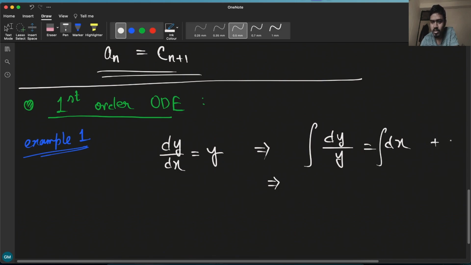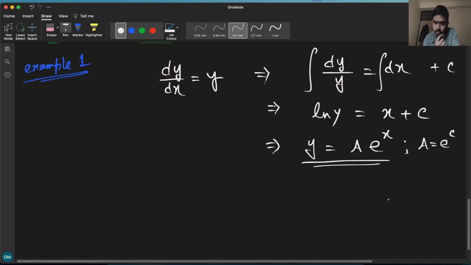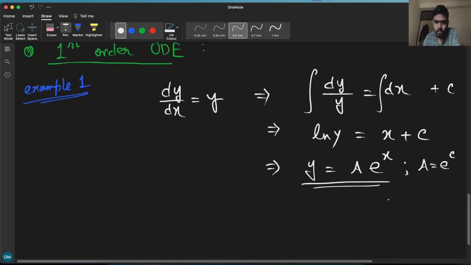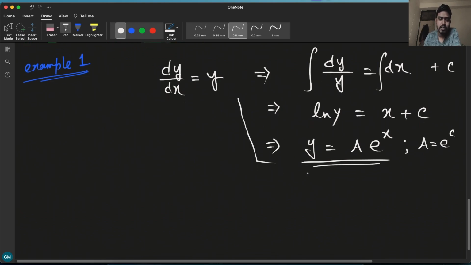with some integration constant, let's say c. In that case it will be ln y equals x plus c, so y equals some constant, let's say A times e to the power x, where A will be, in this case, e to the power c. So you already know that this will be the solution. This is the analytic solution of this differential equation. So let's find a series solution.